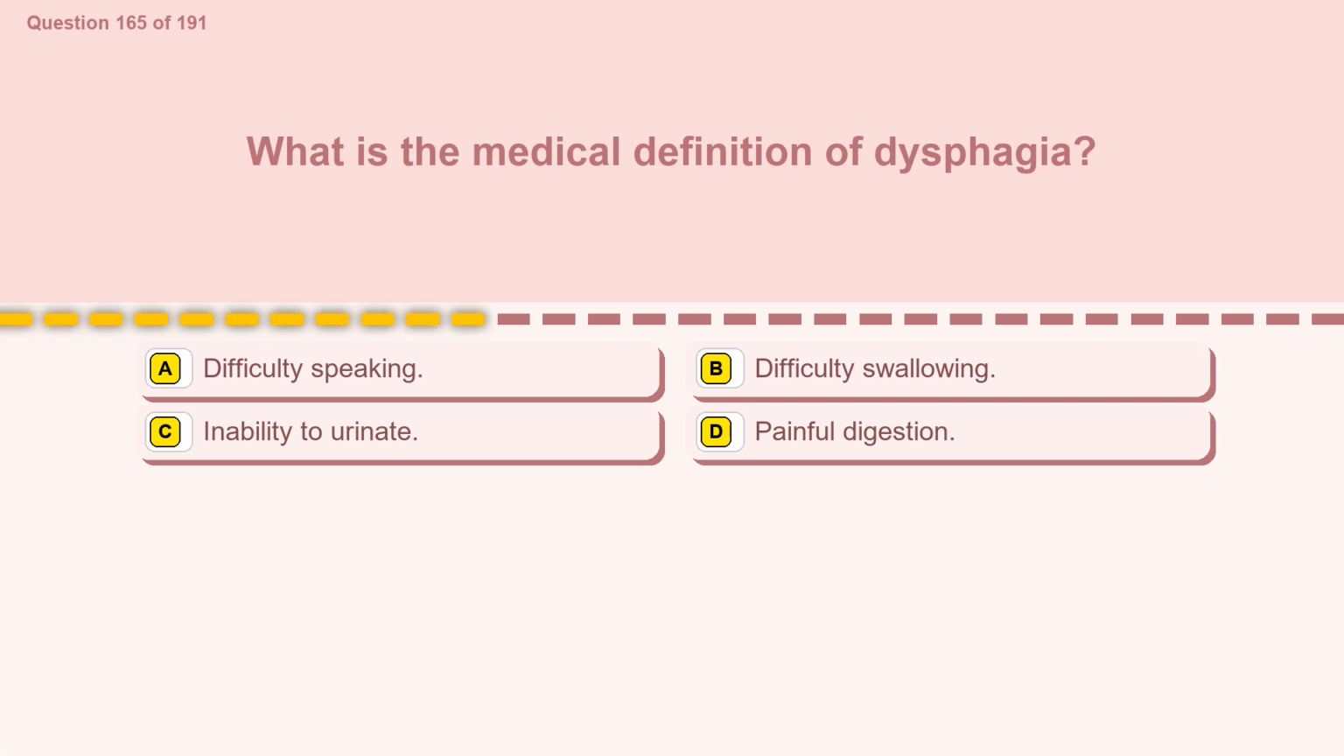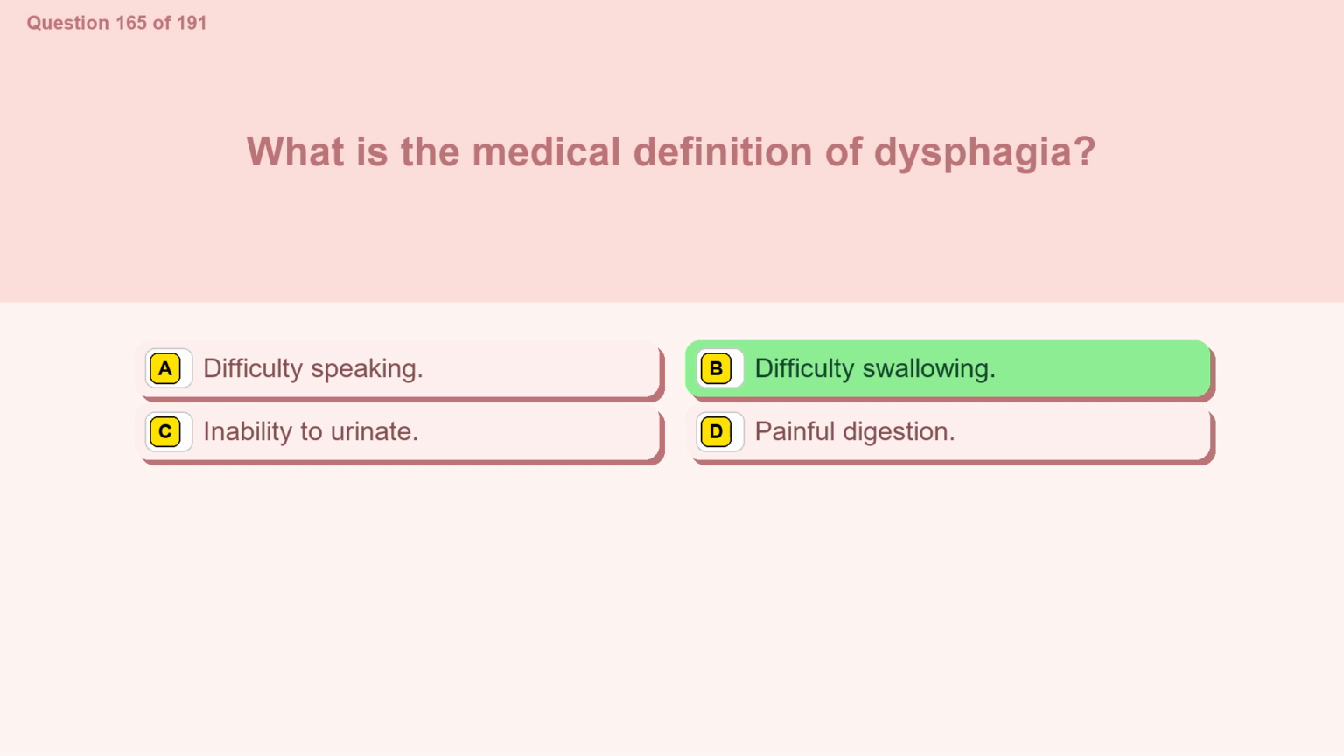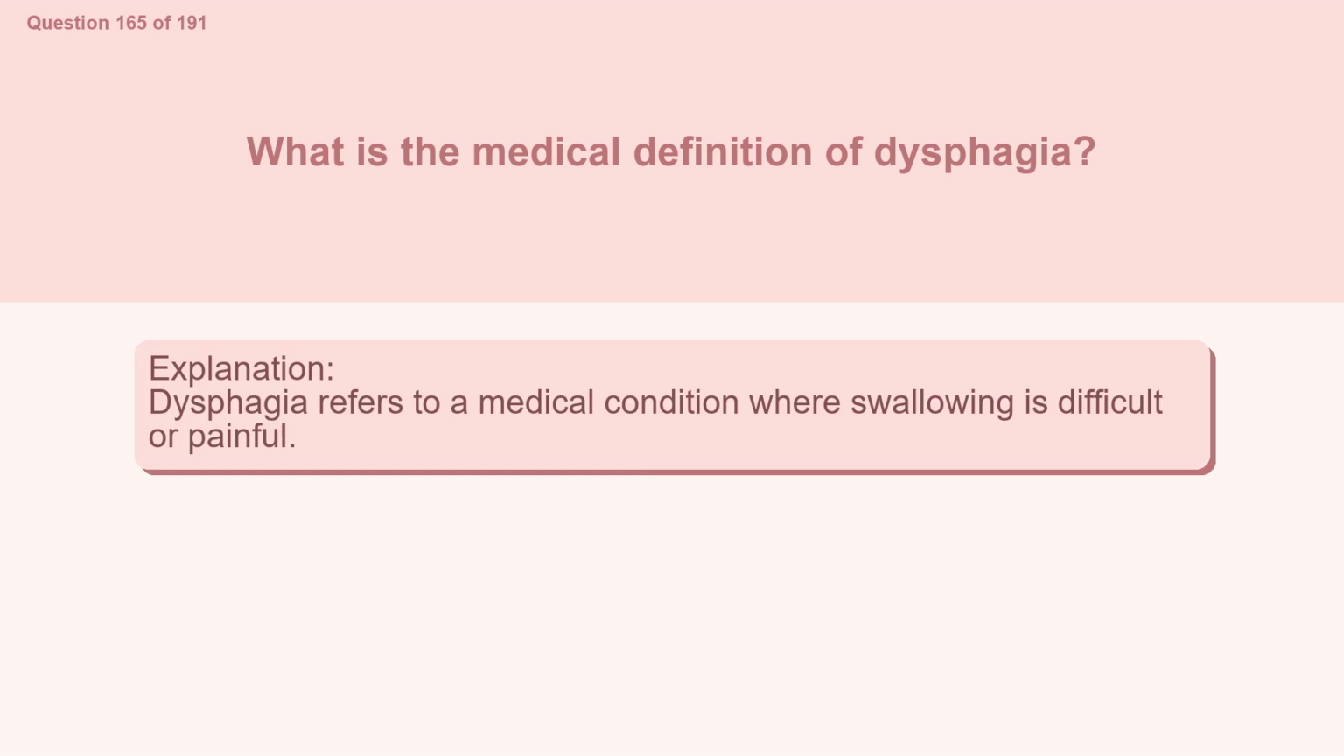Option A: difficulty speaking. Option B: difficulty swallowing. Option C, inability to urinate. Option D, painful digestion. The correct answer is option B, difficulty swallowing. Dysphagia refers to a medical condition where swallowing is difficult or painful.